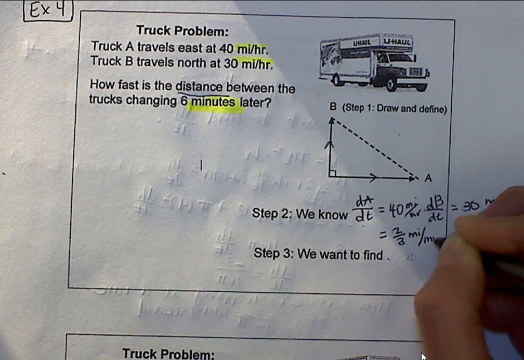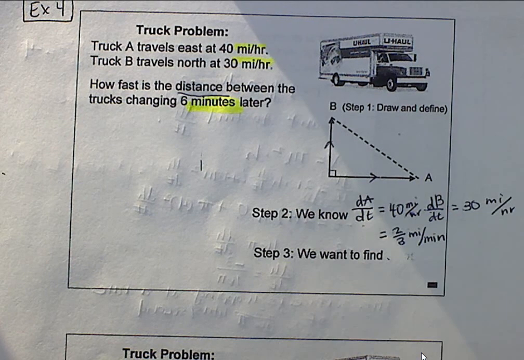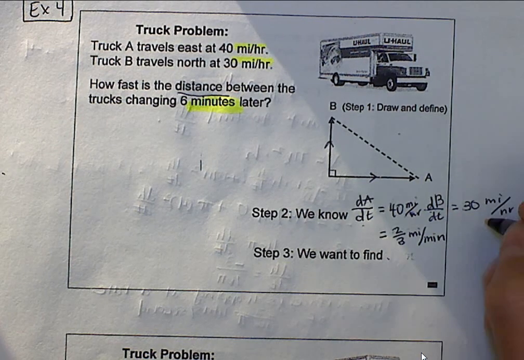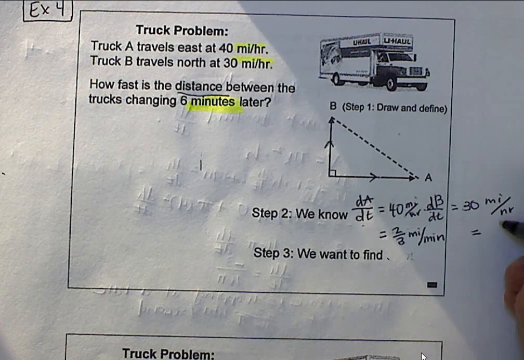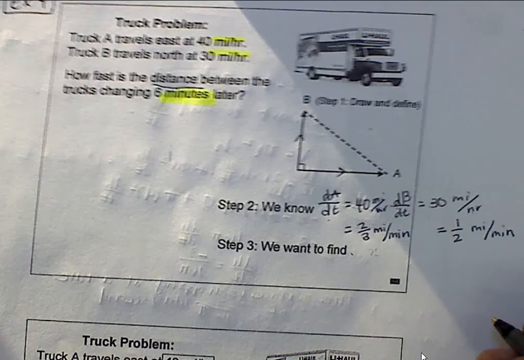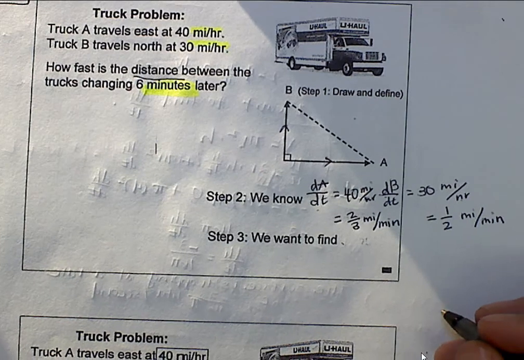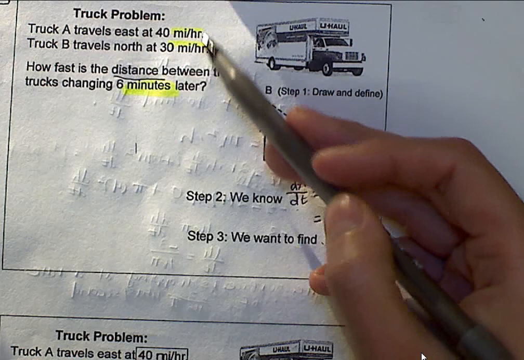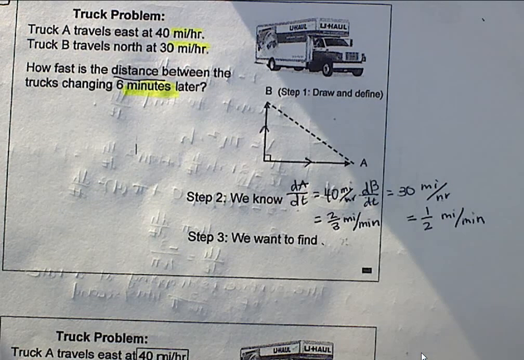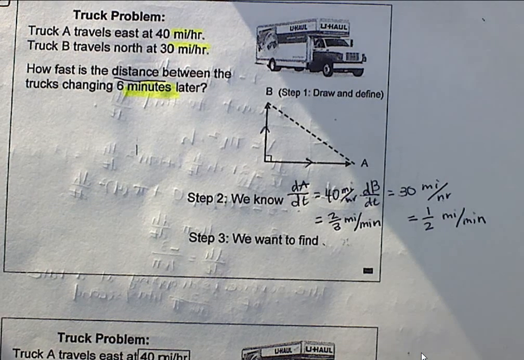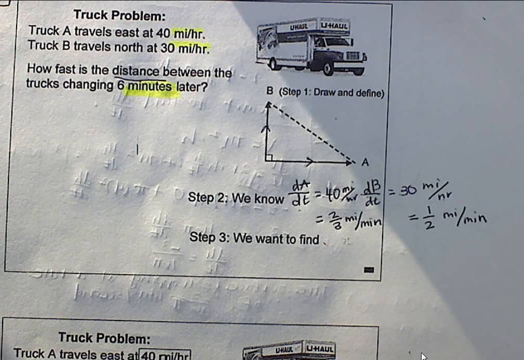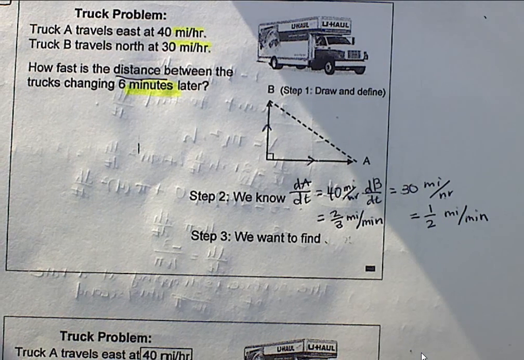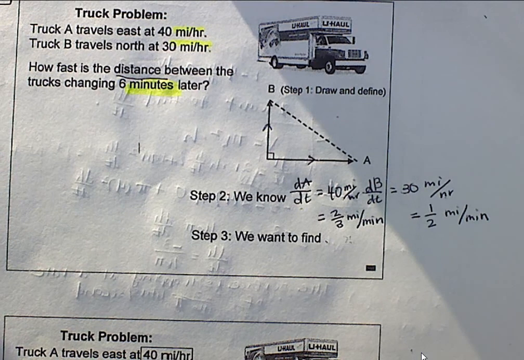You can pause if you need to go figure that out. And then 30 miles per hour, again I would divide by 60 because there's 60 minutes in an hour, would be 1/2 miles per minute. That was very tricky of this problem. I do not appreciate it, switching the units like that. Alright, so those are the things we know.